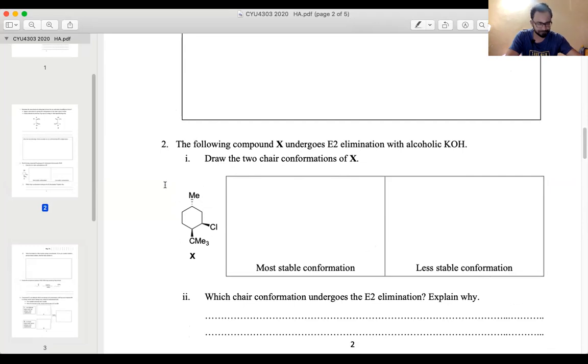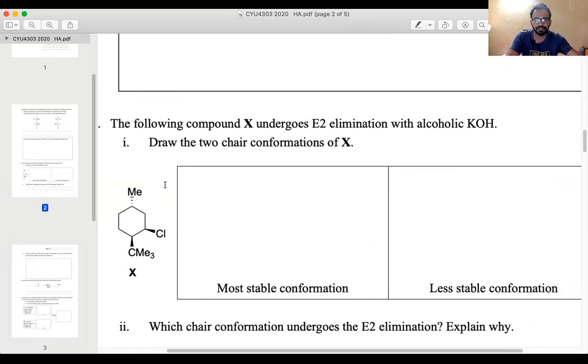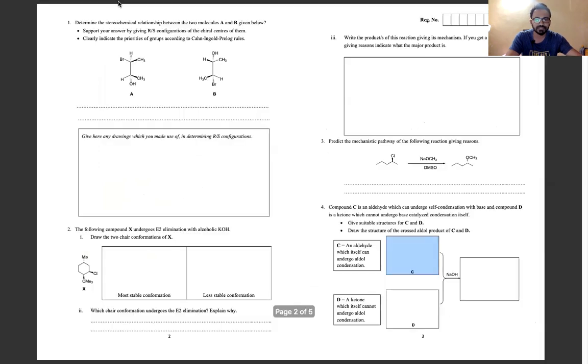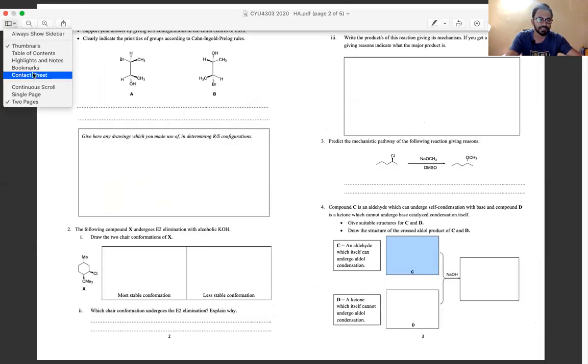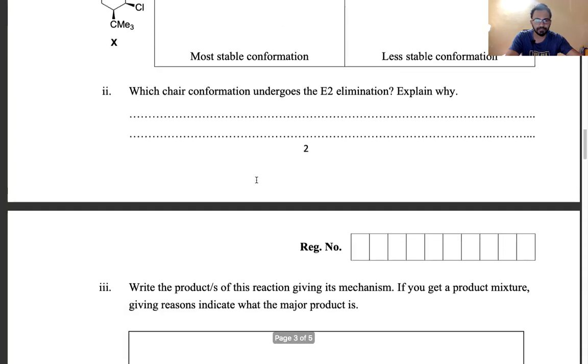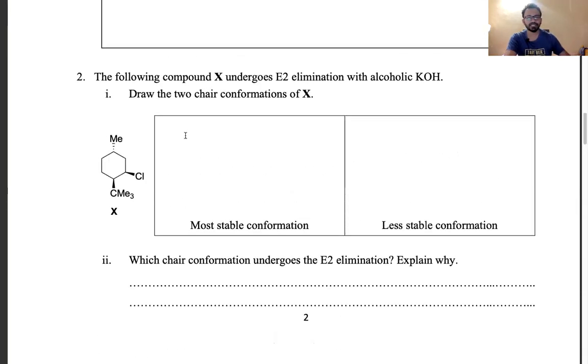I already mentioned I'm going to give you a separate video for this part, but unfortunately I don't think I need to make a separate video about cyclohexane. But in this case I can show you. You must always know this.